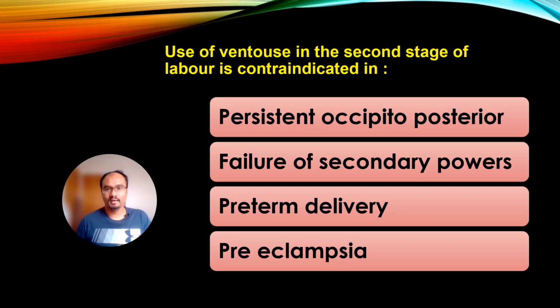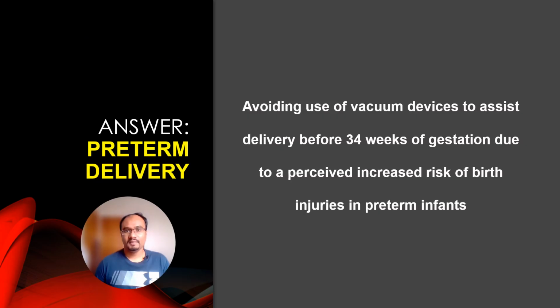Use of vacuum in the second stage of labor is contraindicated in, and the options are persistent occipito-posterior, failure of secondary powers, preterm delivery, preeclampsia. And the correct answer is preterm delivery. So the use of vacuum is avoided to assist delivery before 34 weeks of gestation due to a perceived increased risk of birth injuries in preterm infants. Let's go to the next question.